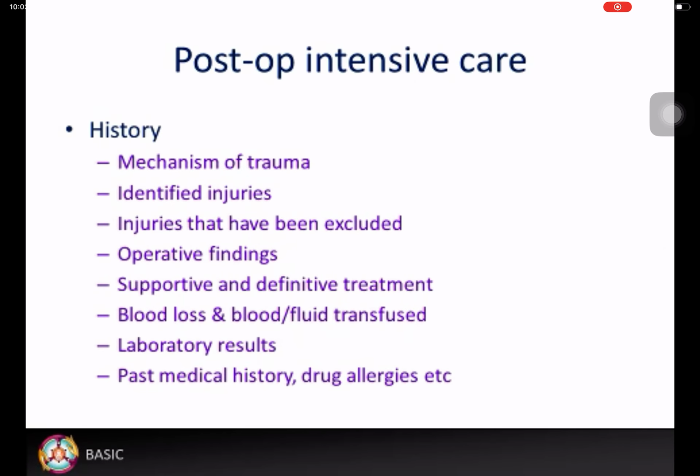Post-operatively, the patient comes to the ICU and is admitted by one of your colleagues. What history would you want from the anaesthetist? It would be important to know the mechanism of trauma, identified injuries, injuries that have been excluded, operative findings, supportive and definitive treatment, blood loss and blood or fluid transfused, laboratory results, and past medical history and drug allergies.